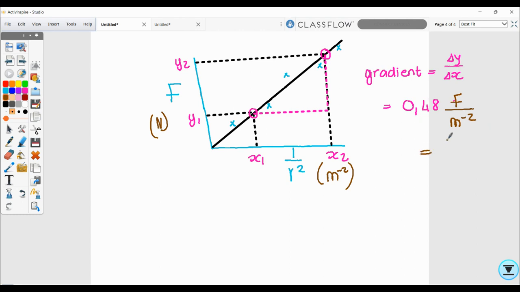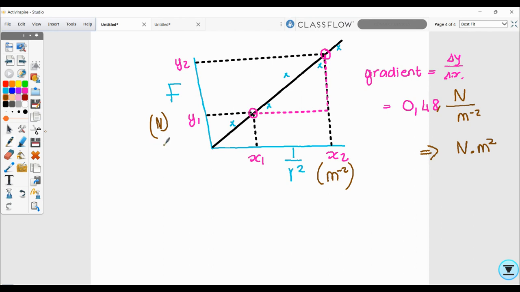If you want to, you can say F and take it to the top of the line, meters squared. But you don't even have to. If it just says give the unit for your gradient, that's the unit for my gradient. Don't worry about it. It's not F. Newtons over meters to the minus 2, or newtons times meters. You can leave it like that at first.